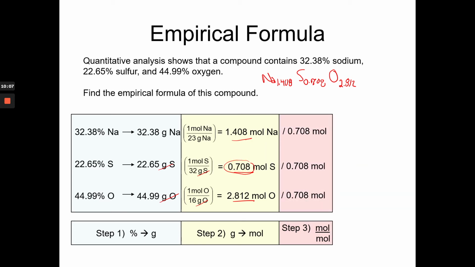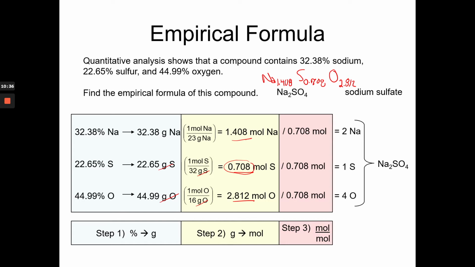And what you'll get for the first one is 2 sodiums. For the second one, 1 sulfur. And the last one, 4 oxygens. So now we put that information together, 2 sodiums, 1 sulfur, and 4 oxygen, and we get the right empirical formula, Na2SO4. The name of that compound is, of course, sodium sulfate. And that's the basics of how we do an empirical formula.